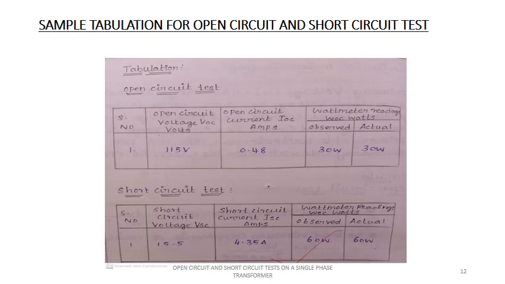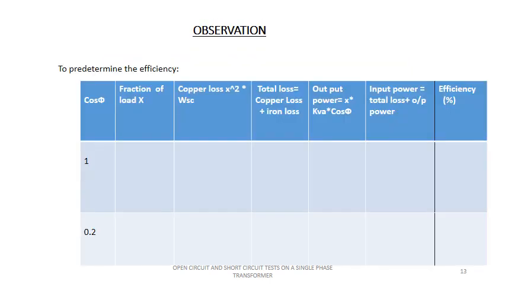This is the sample tabulation for the open circuit and short circuit test done in our laboratory by the students at the time of practical. This is the observation, to predetermine the efficiency. The tabular column is here: fraction of load x, copper loss, total loss, that is copper loss plus iron loss, output power equal to x into kVA into cos phi, and input power and efficiency should be found out.